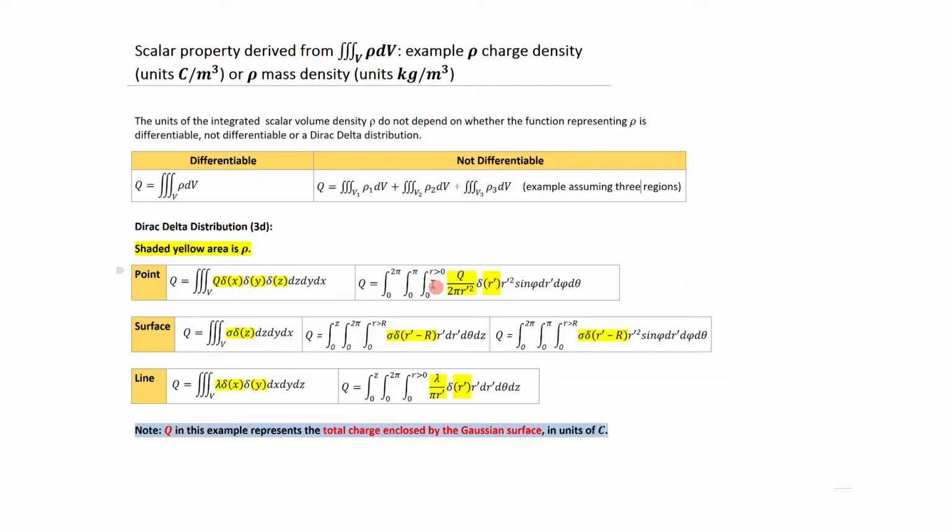And we would integrate from 0 to r, where r just is greater than 0. And this would be total charge enclosed. So this or this will give you the same answer. It may be more convenient to use this formulation. What about a surface? If you have a surface, then the total charge on the surface would be surface charge density, delta z dz dy dx if we're dealing with a planar surface.